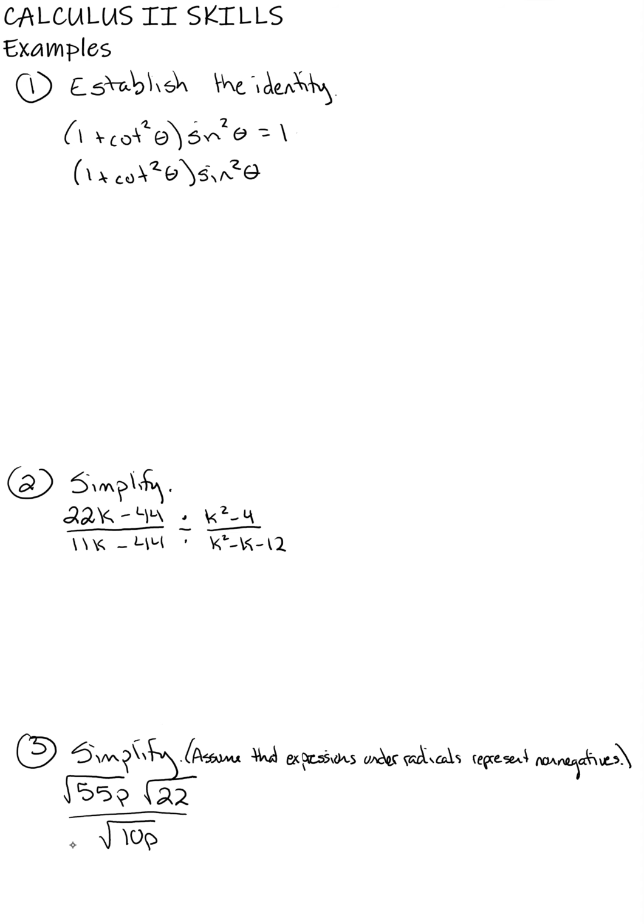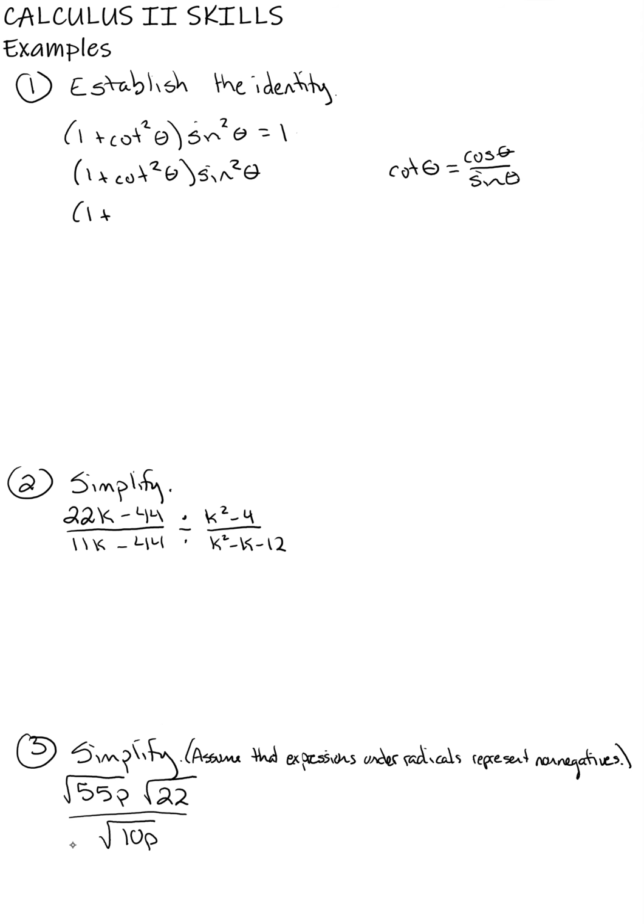The other thing I like to do when I first get started is to rewrite everything in terms of sines and cosines. I'm just used to working with sines and cosines a little bit more than some of these other trigonometric functions. So I know that cotangent is, of course, the reciprocal of tangent. Tangent is sine over cosine, so that means cotangent of theta must be equal to cosine of theta over sine of theta. And that's the first thing I'm going to use here on the left-hand side.